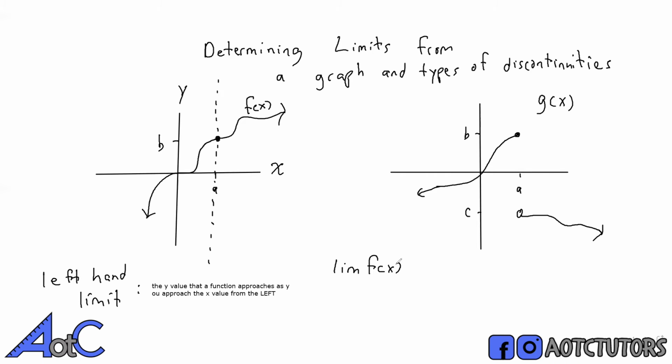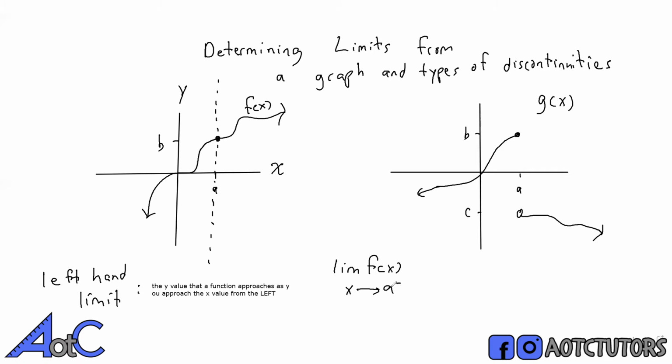And then on the bottom of the lim f of x, we're going to write down what value x is approaching. So x is approaching, that's what the arrow's for, the value a. But to signify that it's a left-hand limit, I'm going to put a little minus sign right here. So this is representing that I'm approaching a from the left.